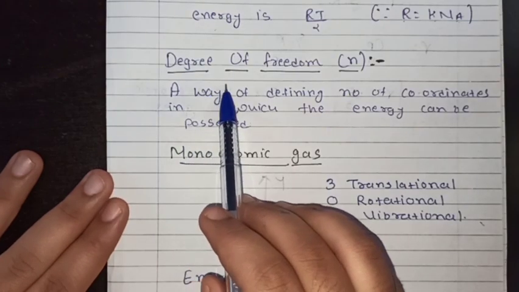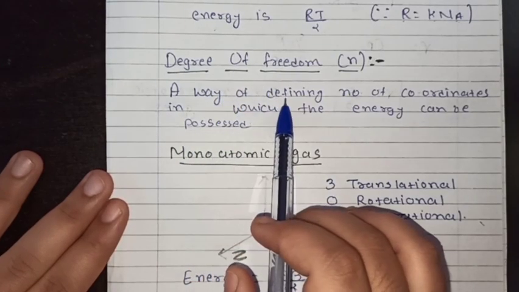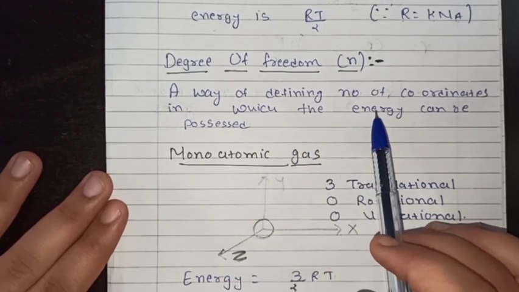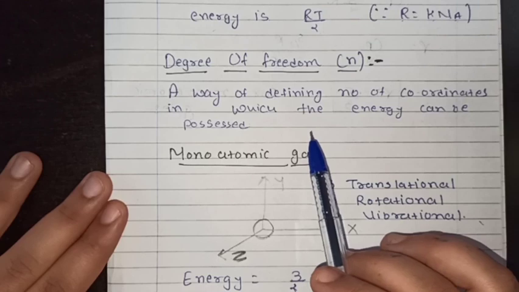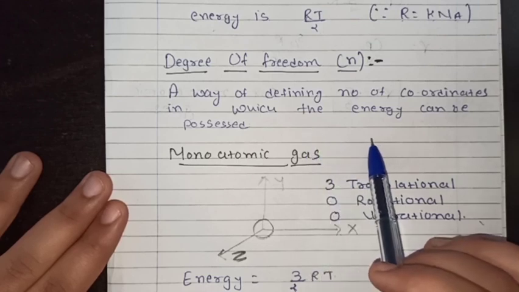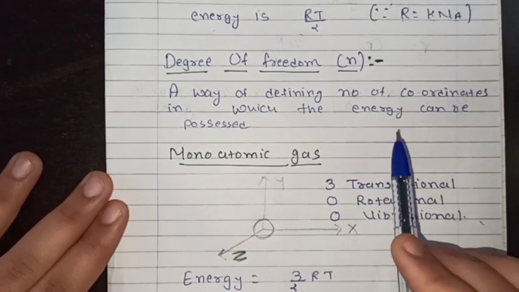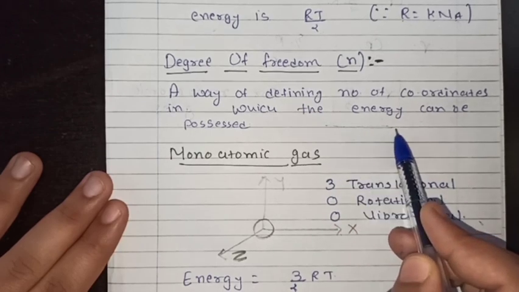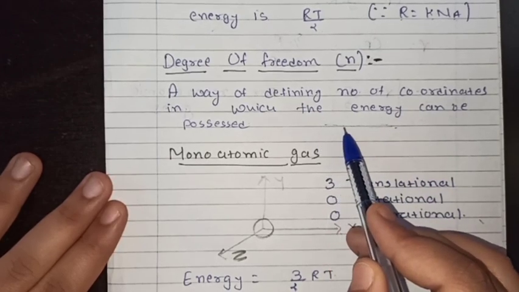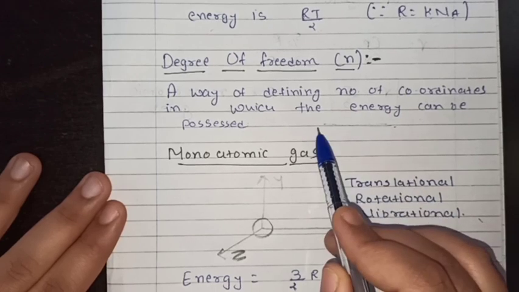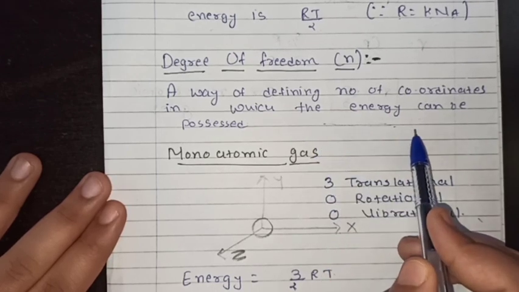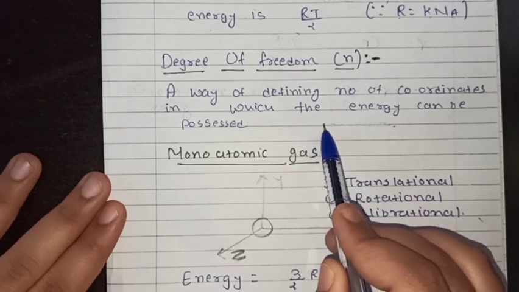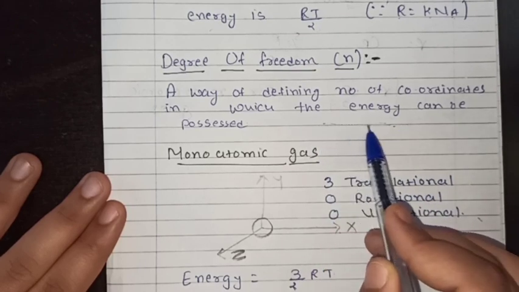Now let us understand what is degree of freedom. Degree of freedom is a way of defining the number of coordinates in which the energy can be possessed. For example, a person is traveling on a straight line. That person is moving on a single axis. Let's say only his x coordinates are changing. So his kinetic energy is distributed only along this x-axis.